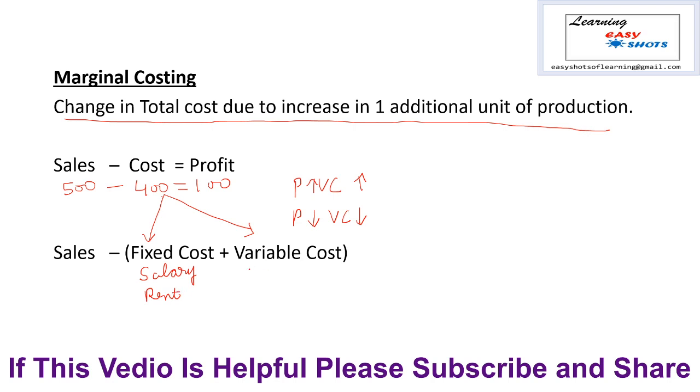The examples of fixed cost include the salary that we pay to the employees and the rent of the factory. Variable cost includes direct material, direct labor, and direct expenses that are directly related with the production process.